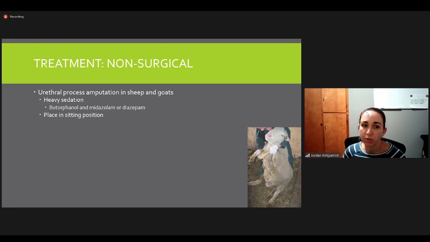The benefit of doing midazolam with butorphanol is you can put them in the same syringe. Diazepam and butorphanol have a reaction together and actually precipitate, so you have to give those two separately. You can't put them in the same syringe.